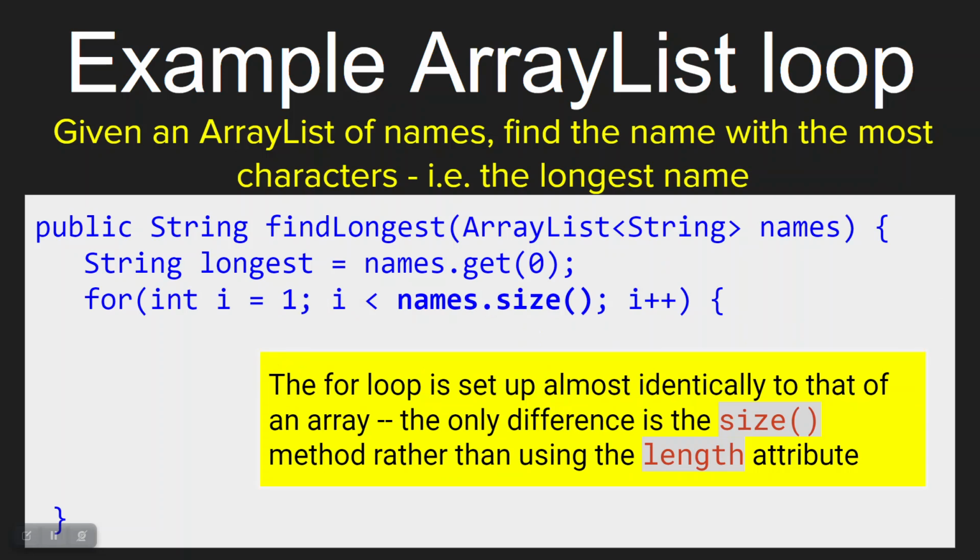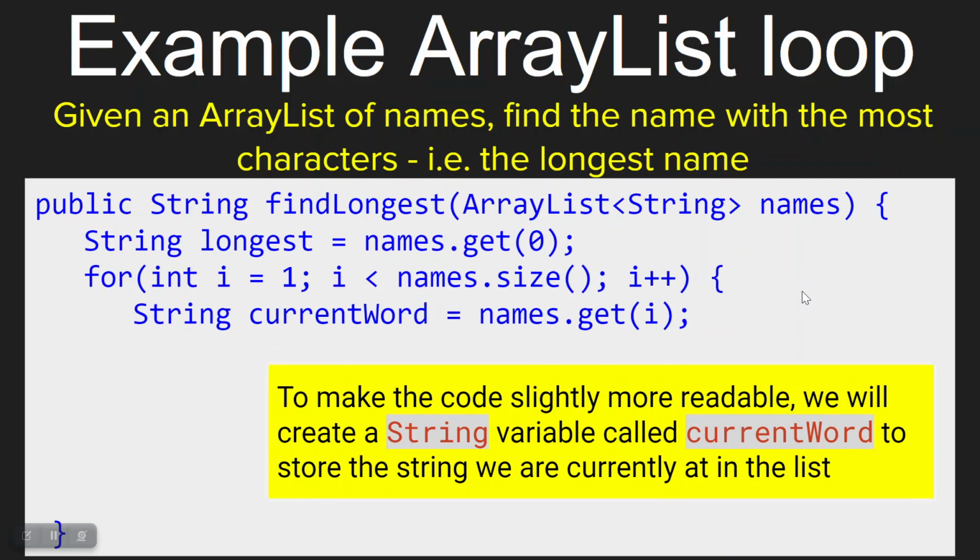Then we're going to use our for loop, and the for loop is set up almost exactly the way we did it before. We're going to do for int i equals 1, because again, we're going to loop through the remainder of the array list. The only difference is that we have to do names.size() with the parentheses. Now that we're dealing with array lists, we have the size method, not the length attribute. So that's one difference there. But from there, pretty much the code follows the exact same order that we did before.